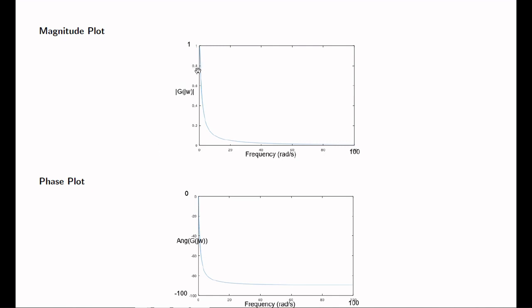These kinds of plots, the plot of G of j omega with respect to frequency, is what we call the frequency response of the system. And any analysis done through this frequency response is what we call the frequency domain analysis. So these are the frequency domain plots, and any analysis done with them is what we call the frequency domain analysis.